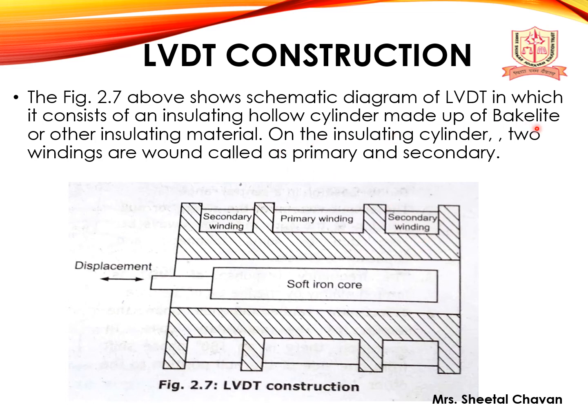On the insulating cylinder, two windings are wound, called the primary and secondary winding. So there are two windings. This is the first primary winding and these two are the secondary windings. Here is the soft iron core, and this core is moving in a linear way, that is in a horizontal position. So here the displacement is taking place.